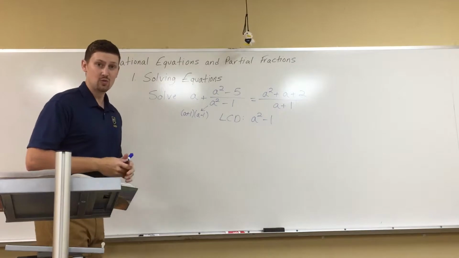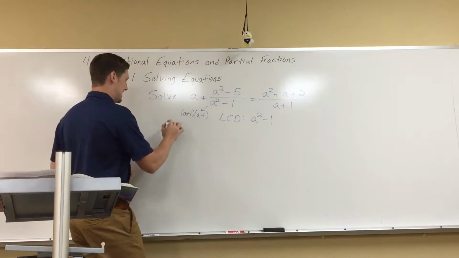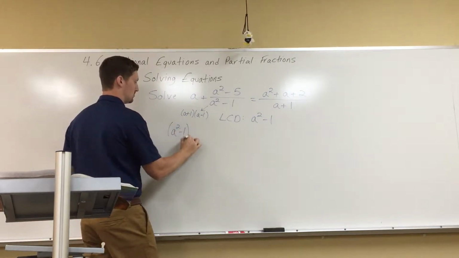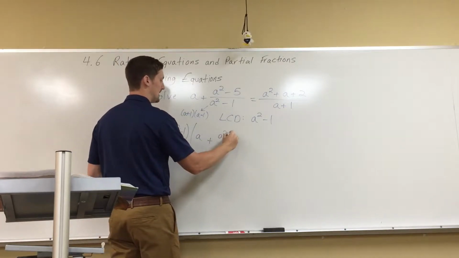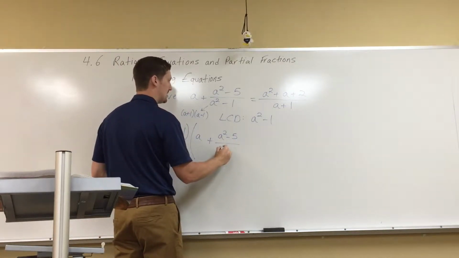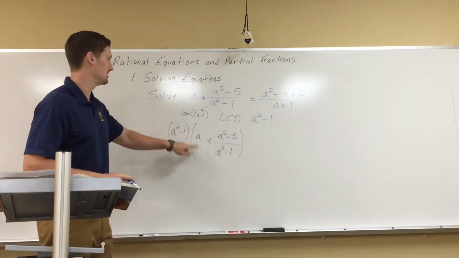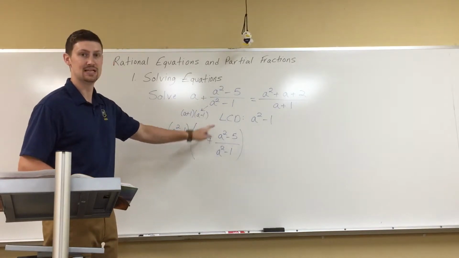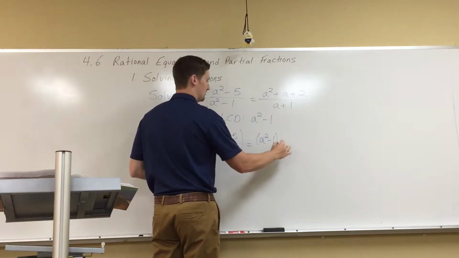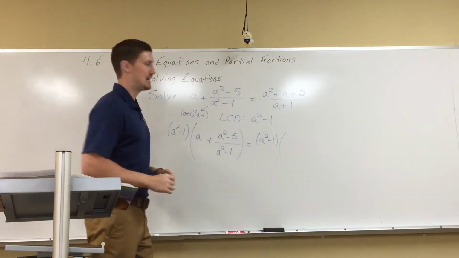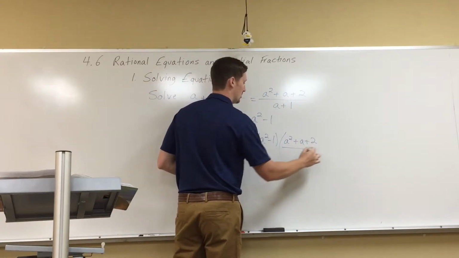What do we then do? Well, we take our LCD and multiply it by both sides. So let's write that. A squared minus 1 times the left side, a plus a squared minus 5 over a squared minus 1. I took my LCD times this whole left side. Same thing for the right side. A squared minus 1 times the whole thing, a squared plus a plus 2 over a plus 1.